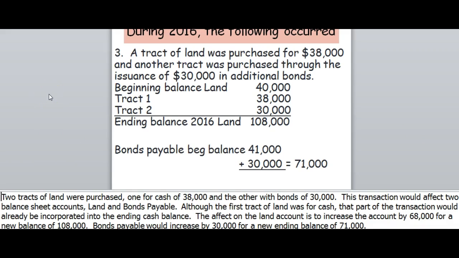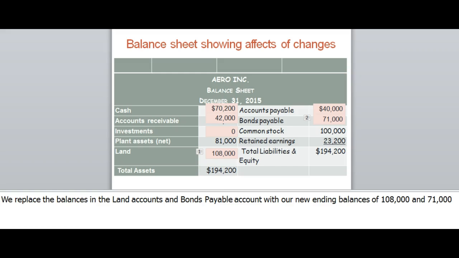Two tracts of land were purchased, one for cash of $38,000 and the other with bonds of $30,000. This transaction would affect two balance sheet accounts, land and bonds payable. Although the first tract of land was for cash, that part of the transaction would already be incorporated into the ending cash balance. The effect on the land account is to increase the account by $68,000 for a new balance of $108,000. Bonds payable would increase by $30,000 for a new balance of $71,000. We replace the balances in the land account and bonds payable account with our new balances of $108,000 and $71,000.